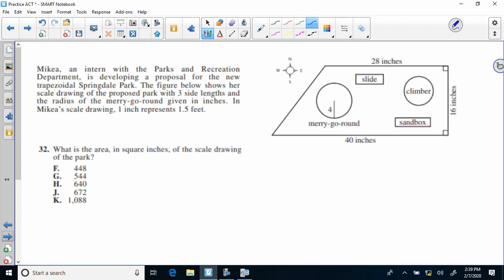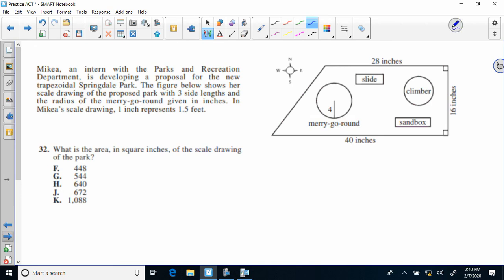So number 32, it says, Makia, an intern with the Parks and Recreation Department, is developing a proposal for the new trapezoidal Springdale Park. The figure below shows her scale drawing of the proposed park, it's actually to the right, with 3 side lanes and the radius of the merry-go-round given in inches. In Makia's scale drawing, 1 inch represents 1.5 feet. What is the area in square inches of the scale drawing of the park?